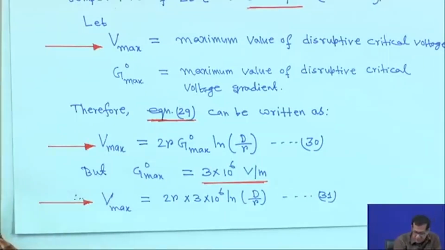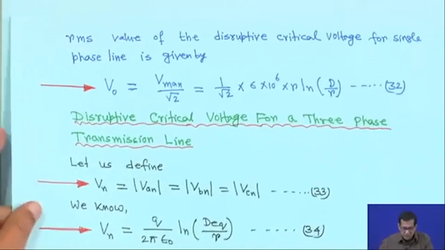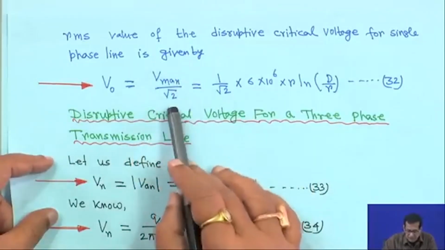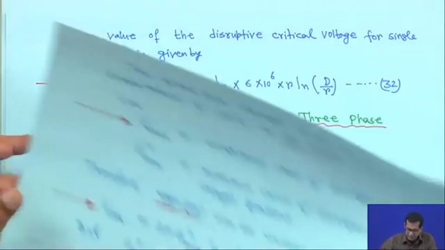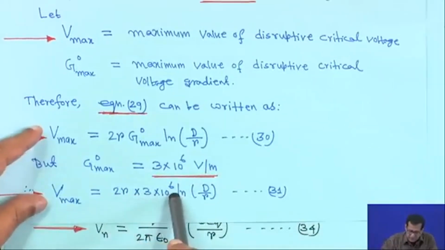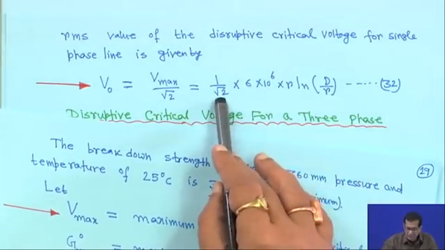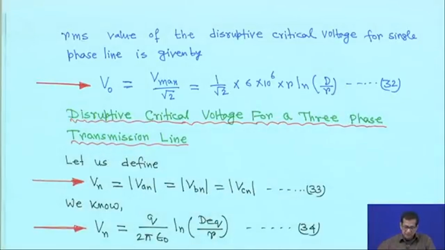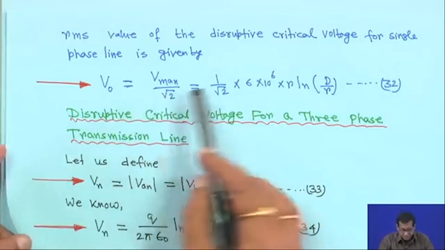So, the RMS value of this maximum disruptive critical voltage will be divided by root 2. So, the RMS value of the disruptive critical voltage for single phase line, V0, will be V max upon root 2, which is equal to 6 into 10 to the power 6 R ln d upon R divided by root 2, because 2 into 3 is 6. So, this is equation 32. This is V0, that is the RMS value of the disruptive critical voltage.